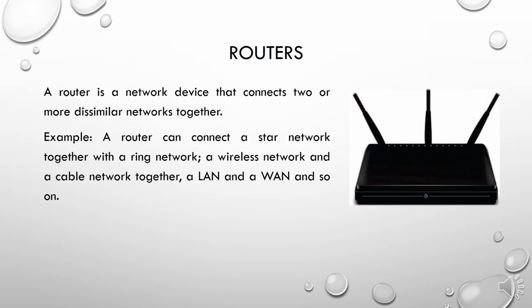For instance, if you have a star network and a ring network and you want to join them together so that they will be communicating with one another, you can use a router. Or you have a local area network and a wide area network and you want them to communicate, you must use what? A router. So a router is a network device that can connect dissimilar networks.